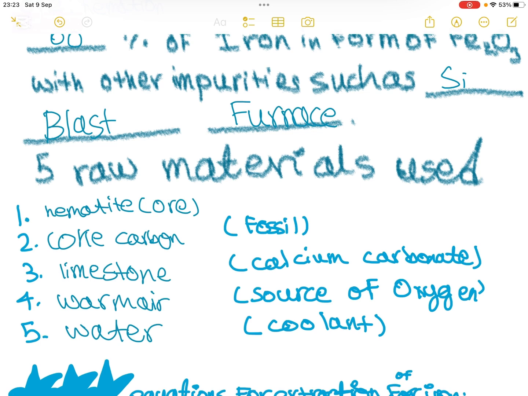Also, the temperature used is from 1700 Celsius to 2000 Celsius. We use coke, which is carbon, to increase the temperature inside the furnace to 2700 Celsius, and also to react with oxygen to produce carbon dioxide, which reduces the ore. Generally, the carbon dioxide produced and nitrogen are waste gases.